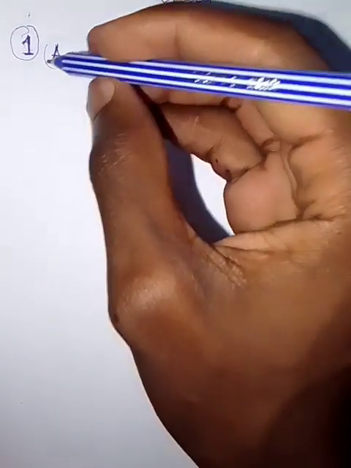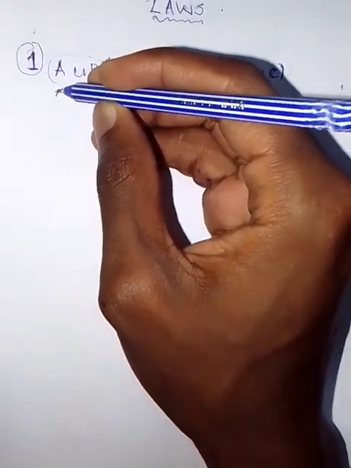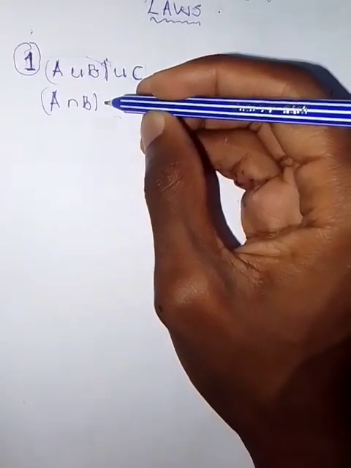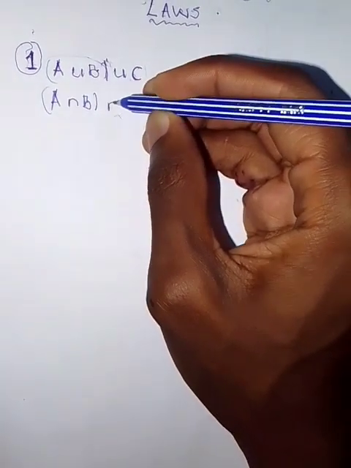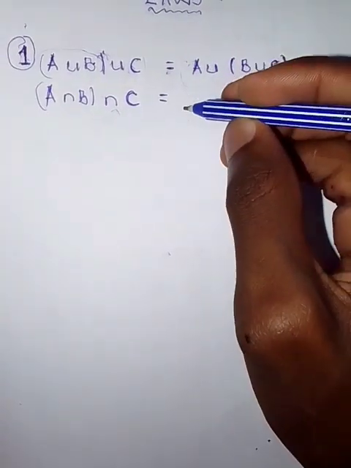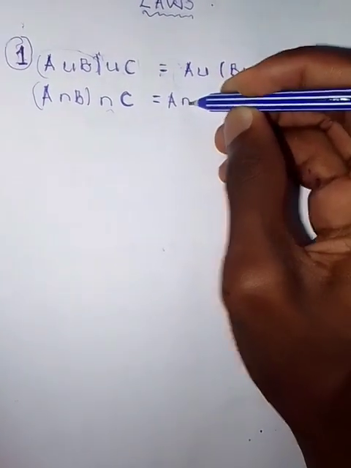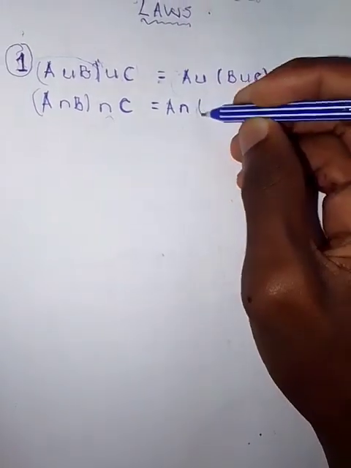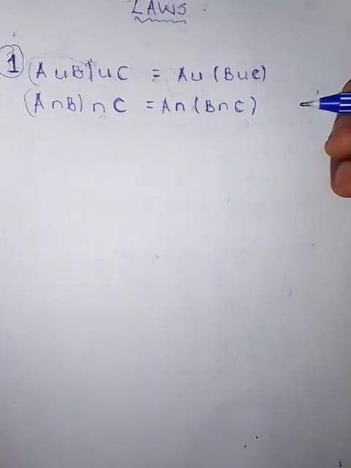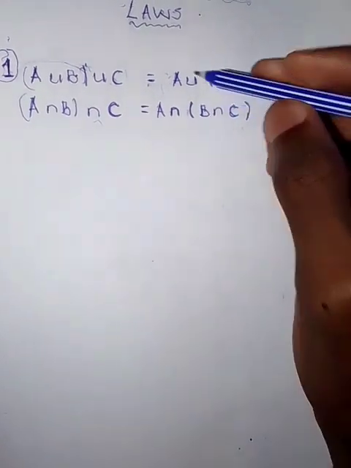And then the second one is that the intersection of A and B, when it is intersected with the third set, which is C, is still equal to a scenario where we have set A being intersected with an intersection of B and C. It will still give you the same results. Don't worry, we are going to be proving them.